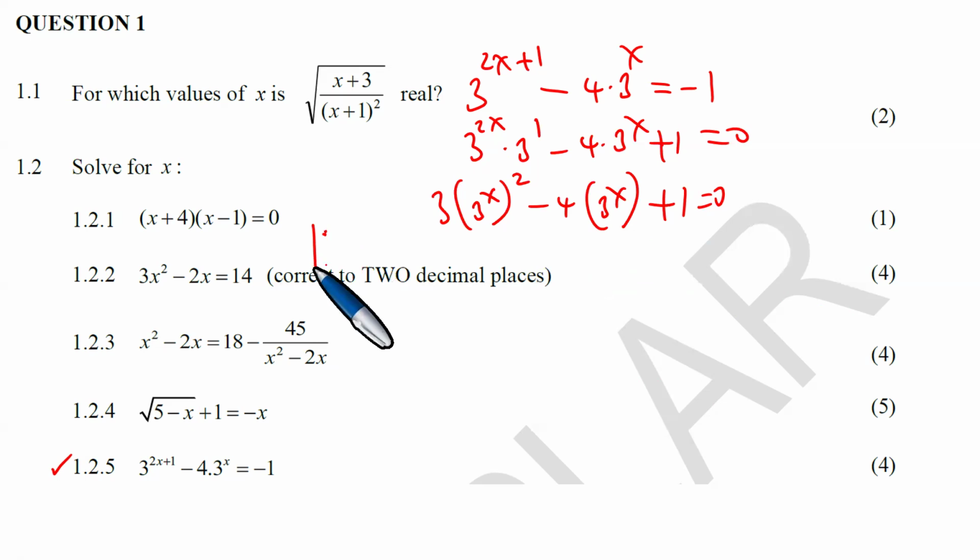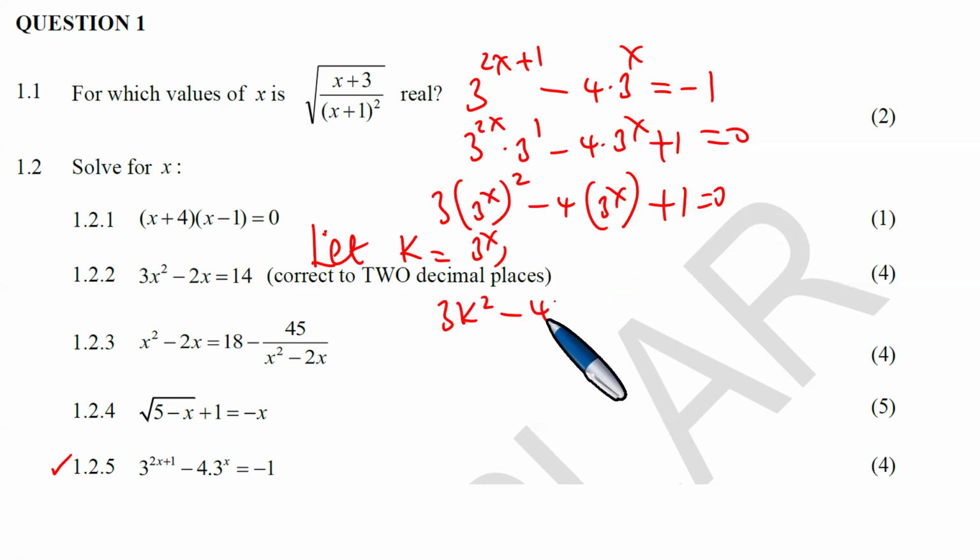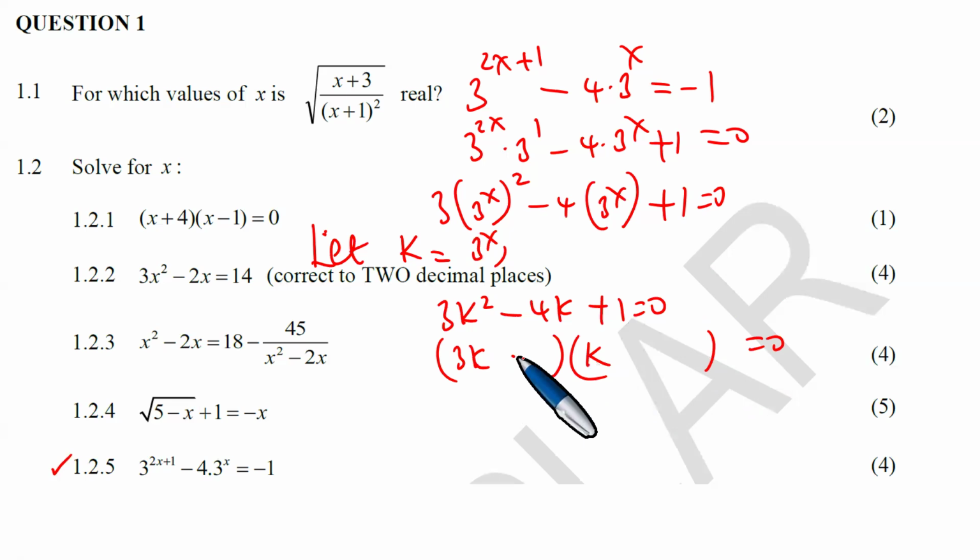Using the k method, let k be 3 to the power x. If that is the case, then you have 3k squared minus 4k plus 1 equals 0. Let's just solve this quickly. The factors of 3k squared are 3k and k. And here you have minus 1, minus 1.